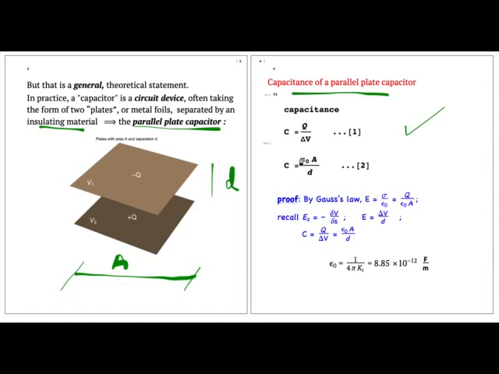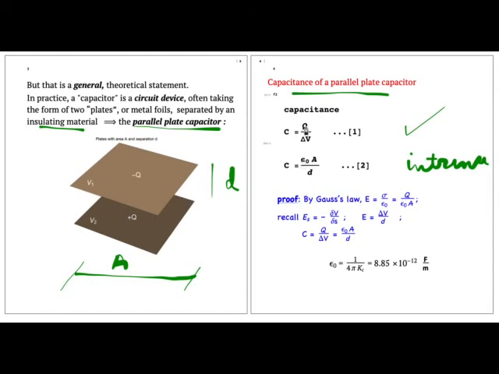So you see, the capacitance doesn't depend on the charge and the potential. The capacitance is something intrinsic to the design. It doesn't depend on how it's charged. It just depends on the size and shape. In the case of a parallel plate capacitor, the size is given by the two parameters D, separation between the plates, and A, their area.